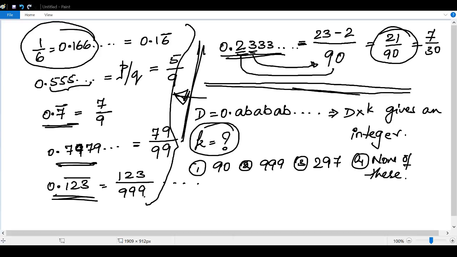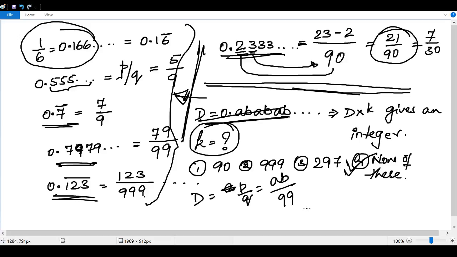Okay, so many of you are saying that the answer is none of these. And why do you say the answer is none of these? You're saying this because d is 0.ab, which means there are 2 digits repeating. So the p by q value is going to be ab upon 99. This is what you guys are saying.